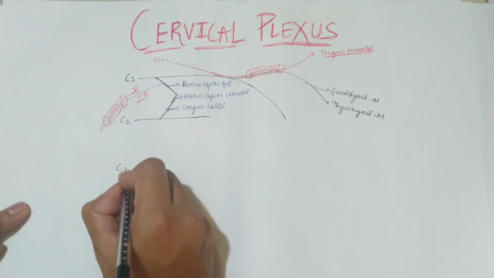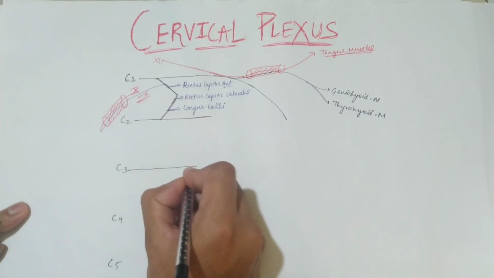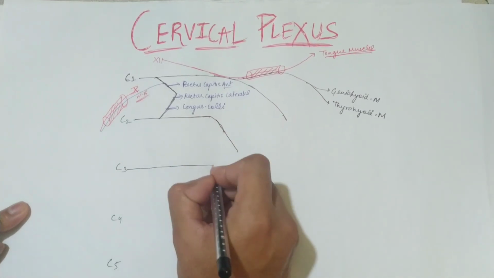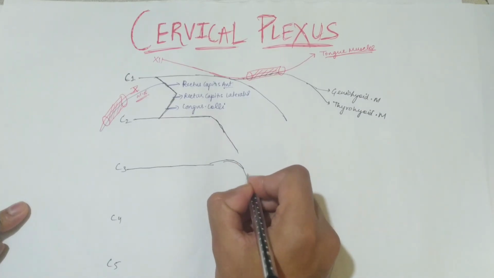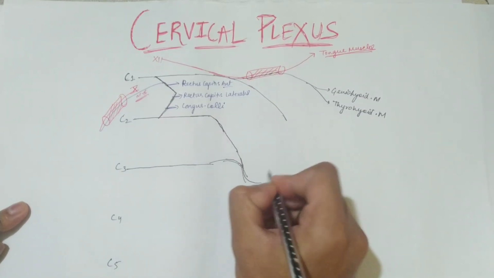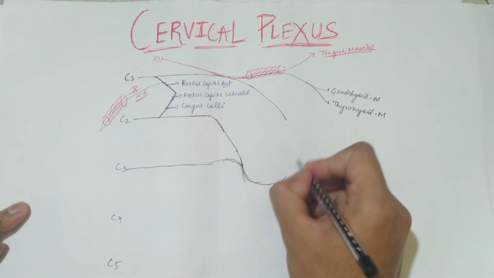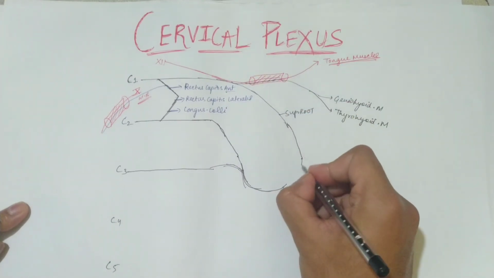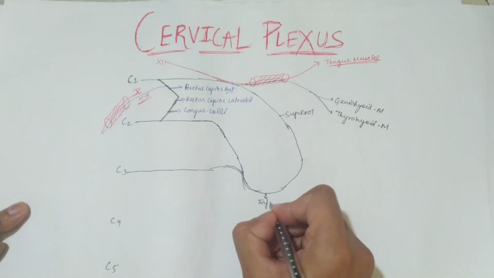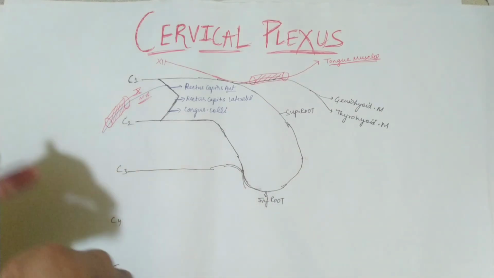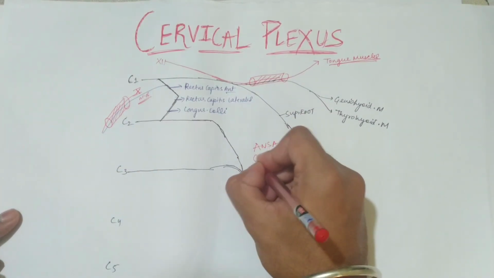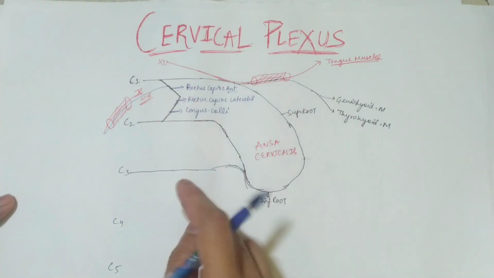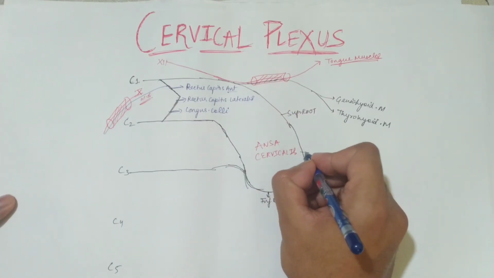Now let's include our C3 root also. The C2 and C3 roots together form the inferior root of our ansa cervicalis. This is the superior root, this is your inferior root, and this whole is your ansa cervicalis. Now see which muscles are supplied by this loop, the ansa cervicalis.